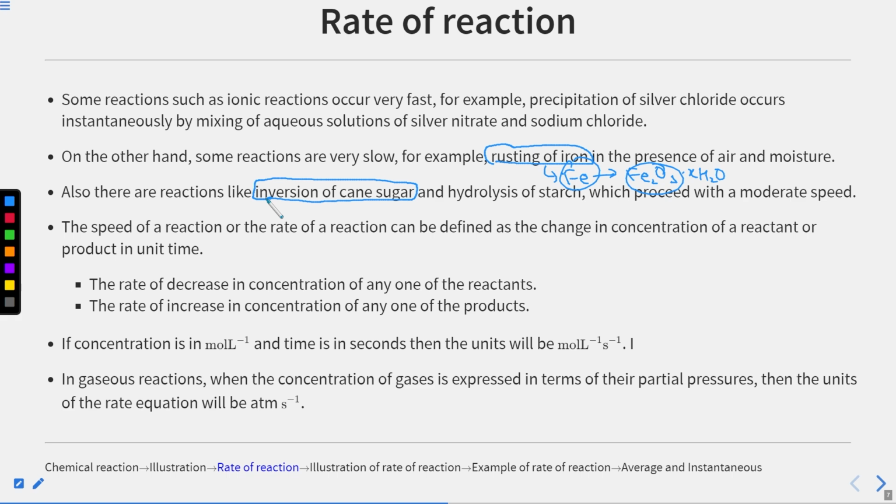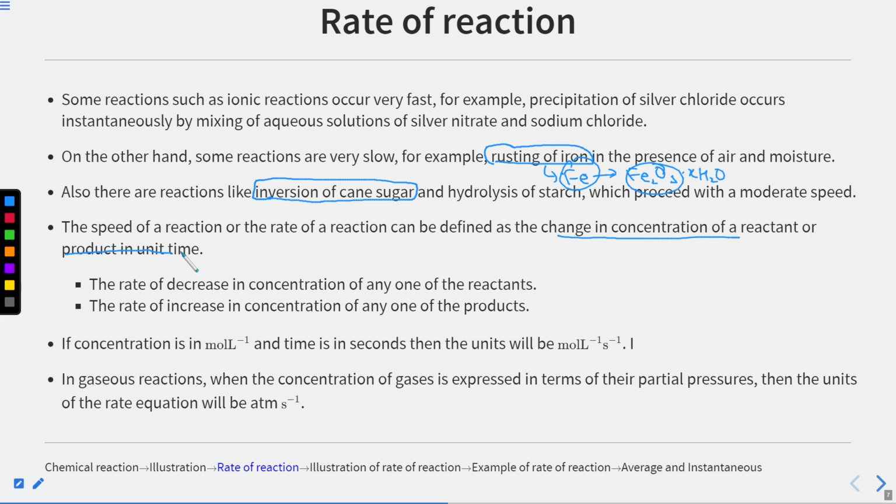Now to quantify that speed, we have the rate of reaction. If you consider the definition, the speed of a reaction can be defined as the change in concentration of reactant or product in unit time. This should be noticed: a rate of reaction can be expressed in terms of either reactants or products. So it is basically the change in concentration of reactant or product per unit time.